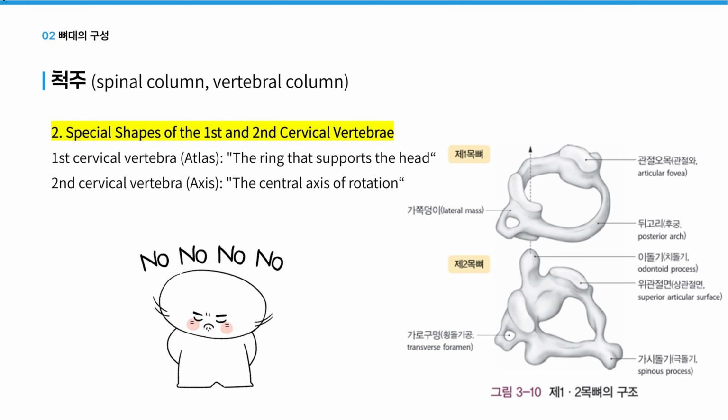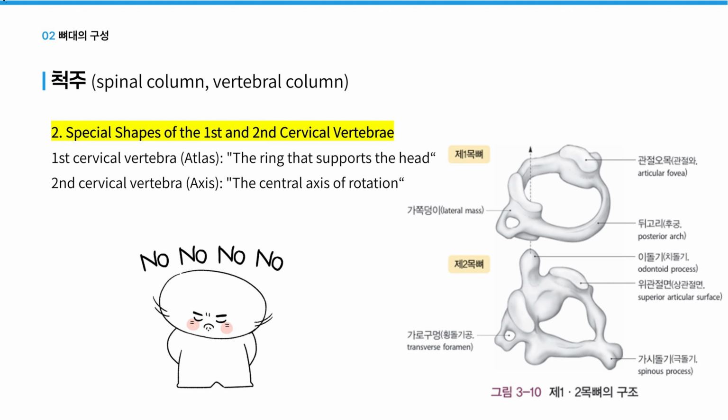Among the 7 cervical vertebrae, the first and second have very special shapes. The first cervical vertebra is the atlas, in Korean arepa, the ring bone. Just like Atlas in Greek mythology held up the sky, this bone holds up the skull. It's essentially just a bony ring, without even a vertebral body.